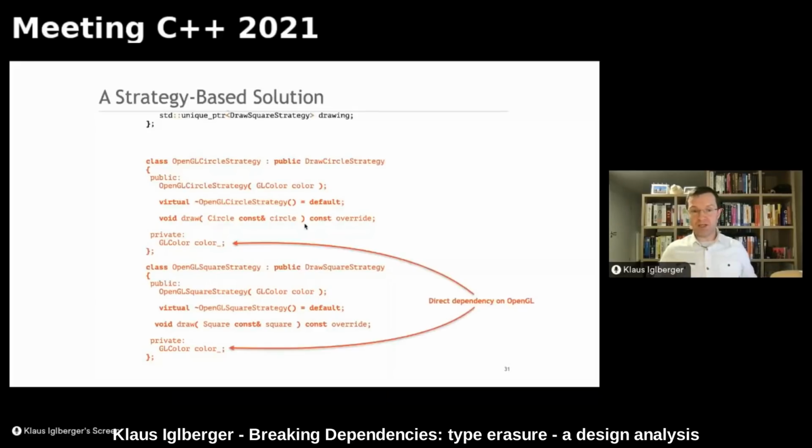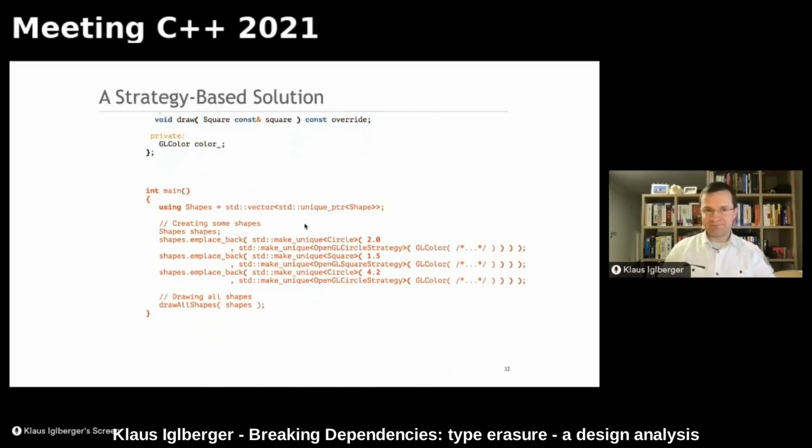And of course, at some point, I put all of this together, and that happens now in the main function. And I might have a vector of unique pointers of shape. I create an empty vector, and I put all of these things inside. So I create a circle, I pass the radius 2, and I create an OpenGL circle strategy. Give it a color. That's the second argument, the strategy. I do this for a square 2 and for another circle, and I might draw all the shapes in that vector. Nice. Indeed, we have actually managed our dependencies. Very good indeed. That is, I would say, a first true solution to the problem.